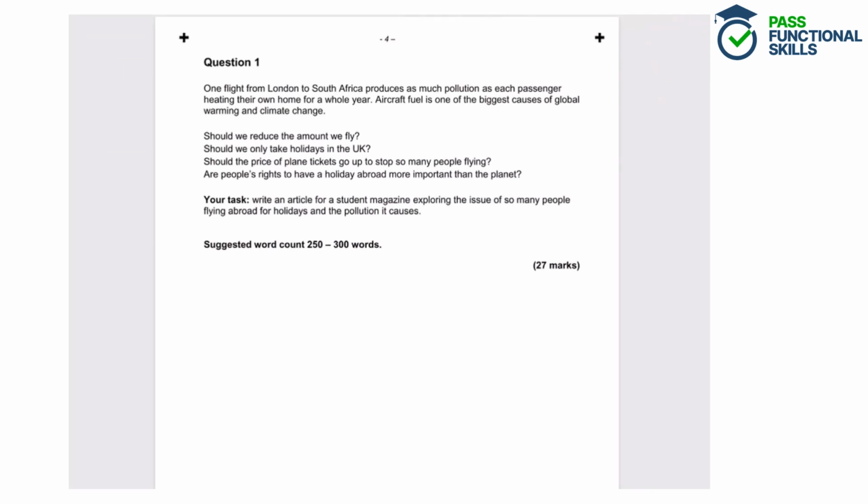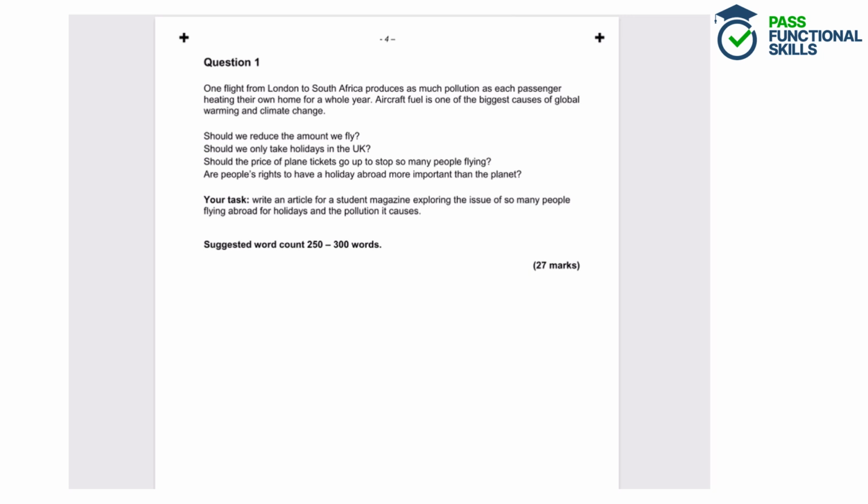One flight from London to South Africa produces as much pollution as each passenger heating their own home for a whole year. Aircraft fuel is one of the biggest causes of global warming and climate change. Should we reduce the amount that we fly? Should we only take holidays in the UK? Should the price of plane tickets go up to stop so many people flying? Are people's rights to have a holiday abroad more important than the planet?